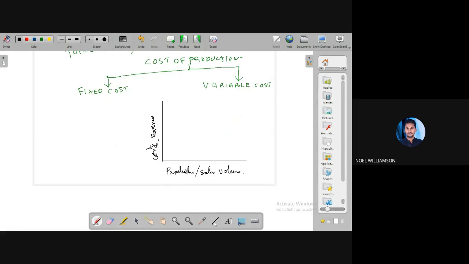Then the fixed cost, whether it is 1 unit, 2 units, 3 units, any number, will be like this. The cost will be the same. This is the fixed cost, the total fixed cost.